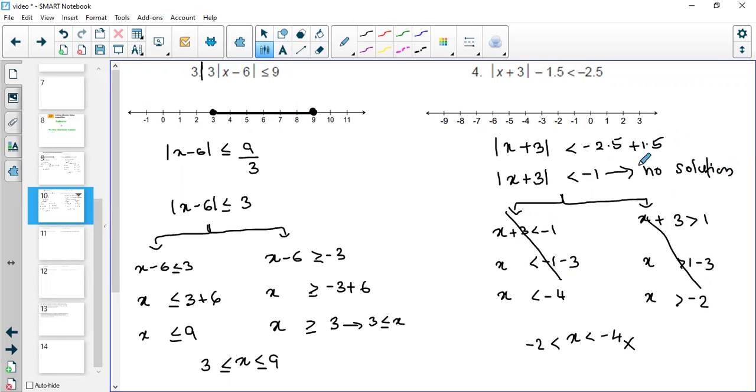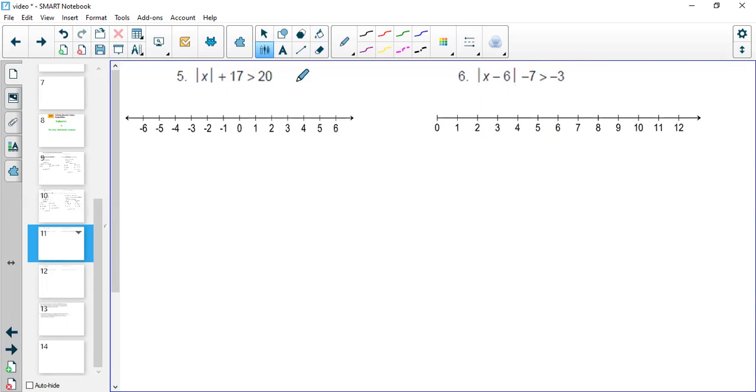All you need to do is say that there is no solution for this inequality. As you could see, we cannot write it in a proper form. Even if you try to write it, it's going to be wrong. So whenever it equals a negative number, just say that there is no solution. Right, let's move on to the next question.